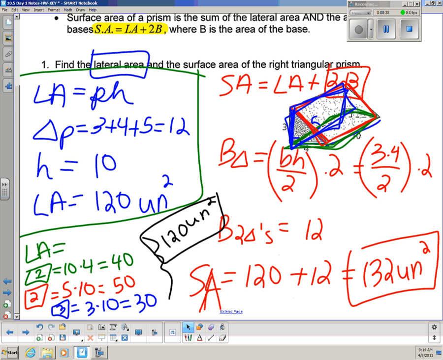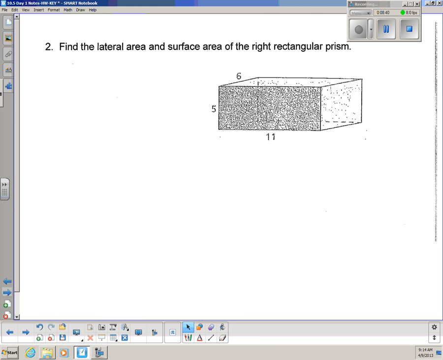Okay, next one. Find the lateral area and the surface area of the right rectangular prism. So you need to decide which ones happen to be the bases of this prism. Hopefully you see that there's 4 rectangles that look all congruent and 2 rectangles that are congruent to each other but not congruent to the other 4.